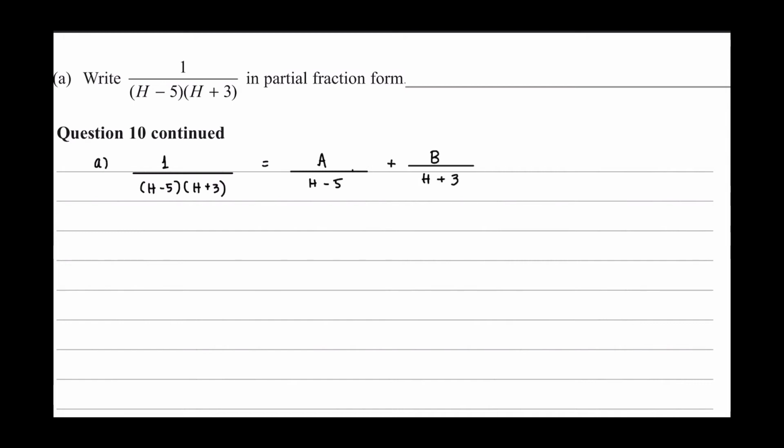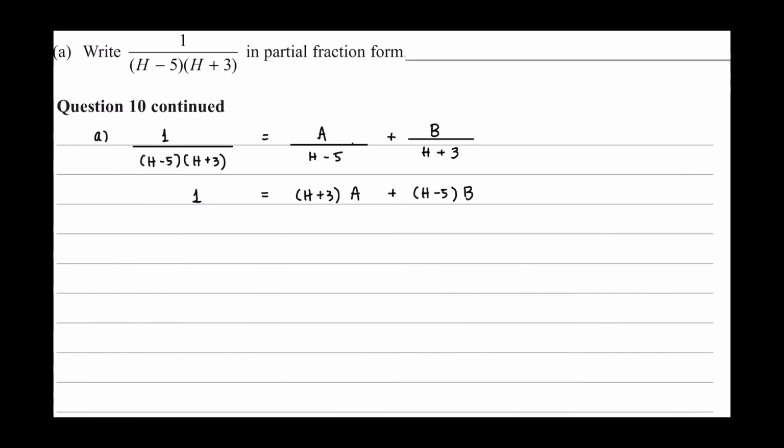And now we are going to move these two terms to multiply every single term on the right-hand side. So on the left-hand side, we have 1. This one times this term. First term will be h plus 3 times a plus h minus 5 times b. Now let's eliminate a by setting h to be -3. So the left-hand side we have 1 equals to 0 plus h minus 5, which is -3. So b is -1 over 8.